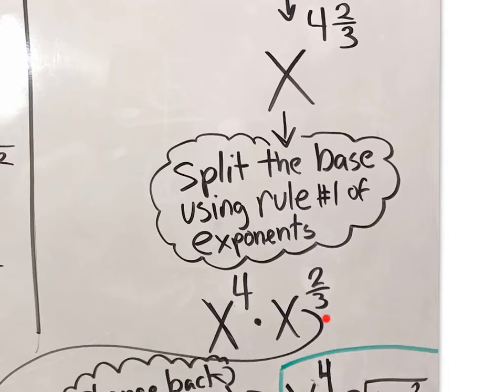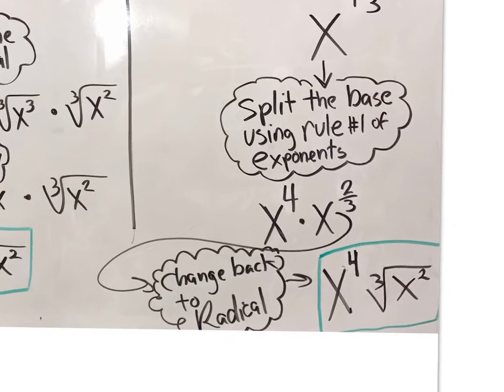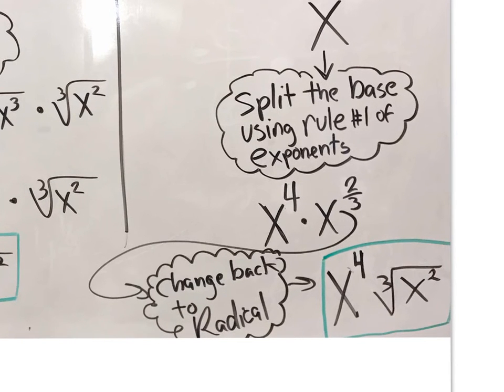But since this was a radical, let's change it back into radical form. It's always power over root. So this really says the third root of x squared. Does that make sense? So the answer, changing back to radicals, would be x to the 4th, and this is really the third root of x squared.